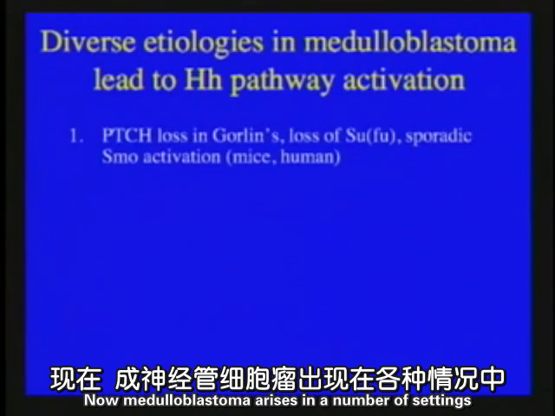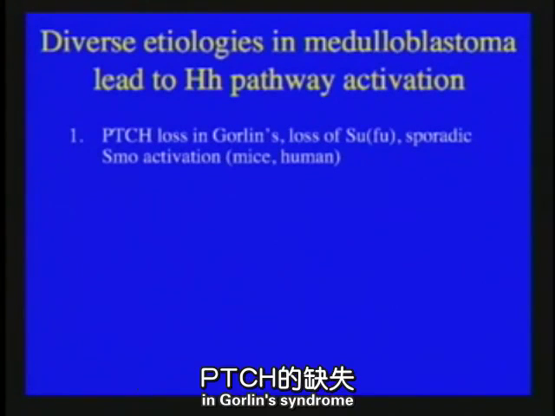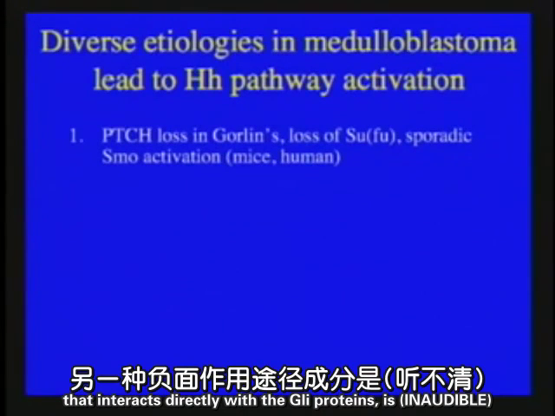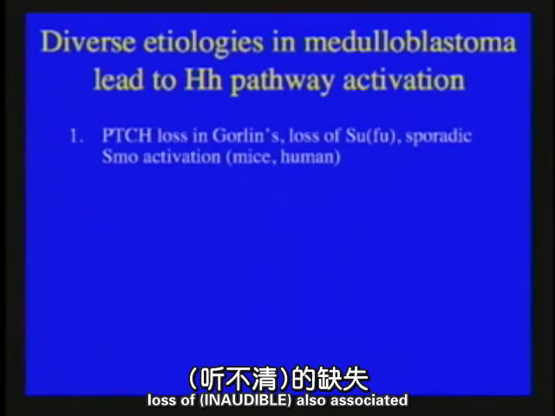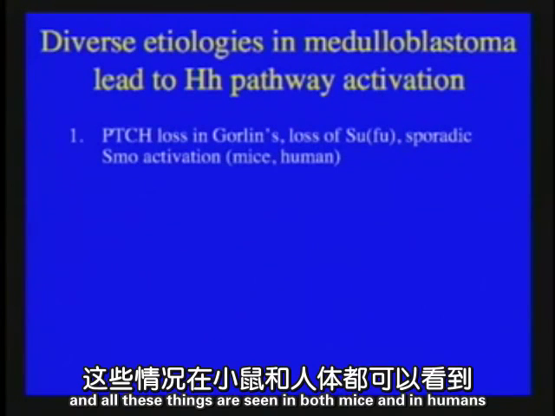Now, medulloblastoma arises in a number of settings. There are various etiologies. I've mentioned loss of patched in Gorlin syndrome. Another negatively acting pathway component that interacts directly with the Gli proteins is suppressor of fused. Loss of suppressor of fused is also associated with medulloblastoma. There can be sporadic activation of smoothened through specific missense mutations, and all of these things are seen in both mouse and human.